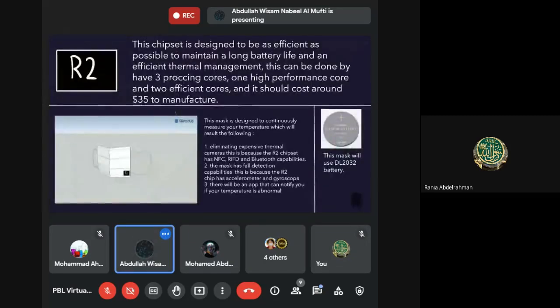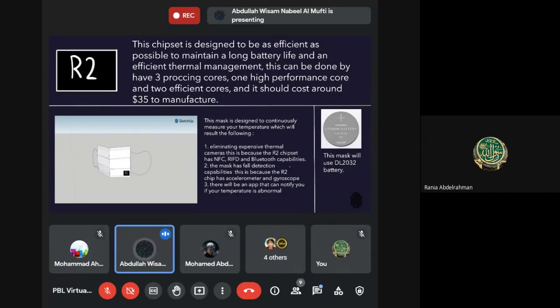So basically our model is a mask that continuously measures our temperature, which will result in the following 3 points: eliminating expensive thermal cameras, the mask will have fault detection capabilities, and there will be an app that notifies you if the temperature is abnormal. All this can be done by designing a chipset called the R2, which has been designed to be as efficient as possible to maintain a long battery life and efficient thermal management. This can be done by having 3 processing cores, 1 high-performance core and 2 efficient cores, and should cost around $35 to manufacture.